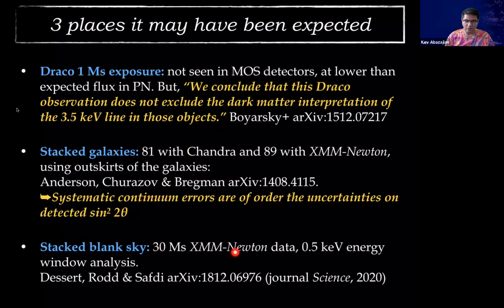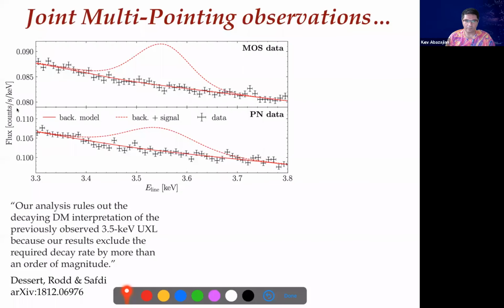And then more recently, there's work by Dessert, Rodd, and Safdi that used 30 megaseconds of XMM-Newton data and used a very narrow energy window in their analysis, 0.5 keV. The energy resolution of these instruments is 0.2 keV. So this is the Dessert, Rodd, and Safdi analysis, and they show the spectrum and the expected line, and note that it is only half a keV in energy range. They conclude that the decaying dark matter interpretation of the previously observed 3.5 keV unidentified X-ray line is excluded, the required decay rate by more than an order of magnitude. Okay, sounds reasonable, because that looks pretty inconsistent.